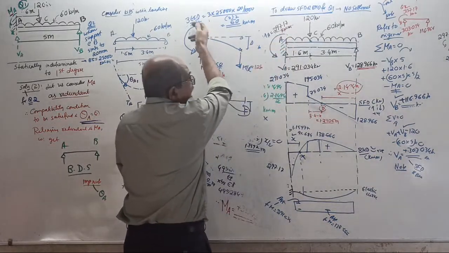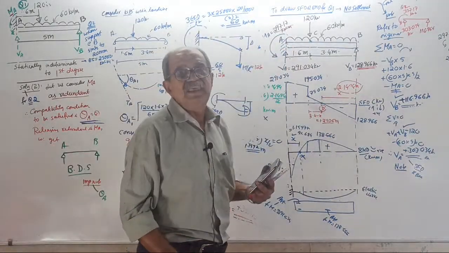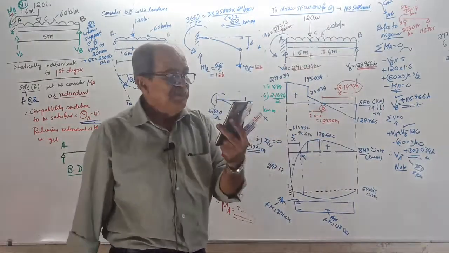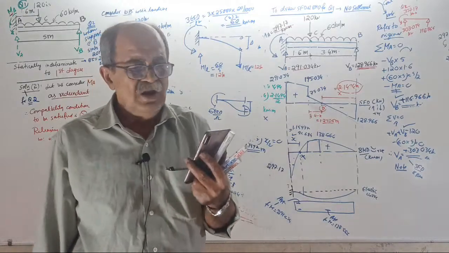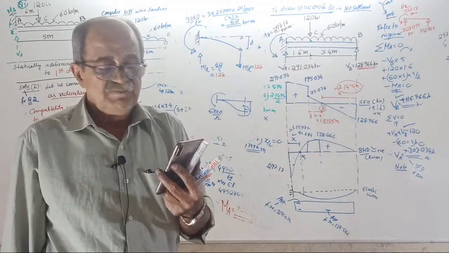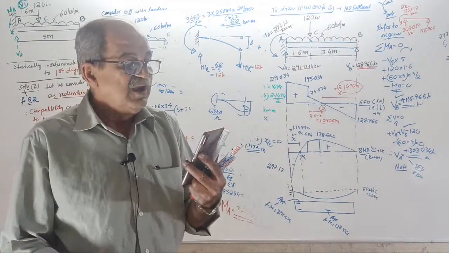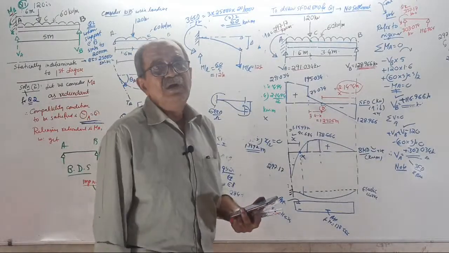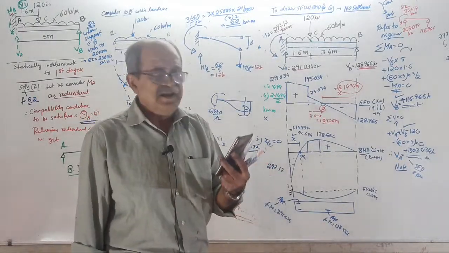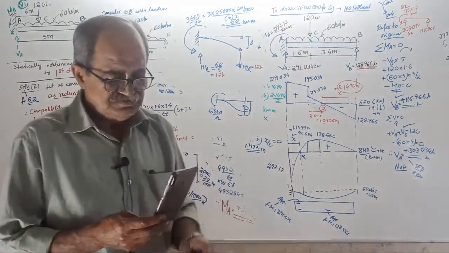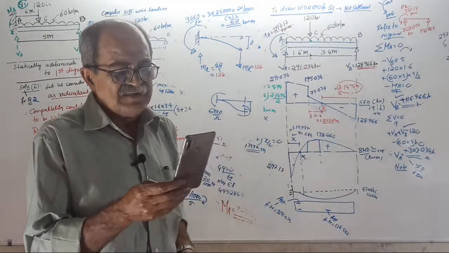Now, extra 60. When you add the extra 60, is it coming 357.27? Yes or no? Coming or not? This is the extra concept you should know. Clear now? Is the concept I told clear?